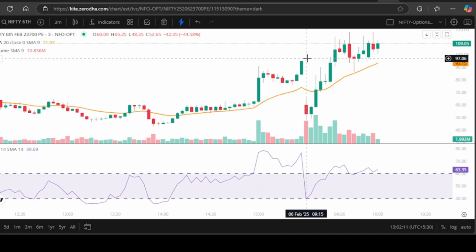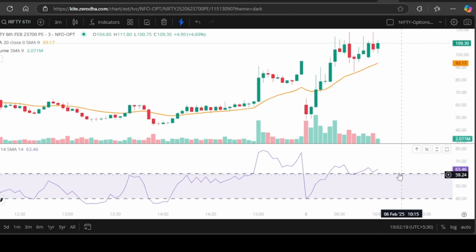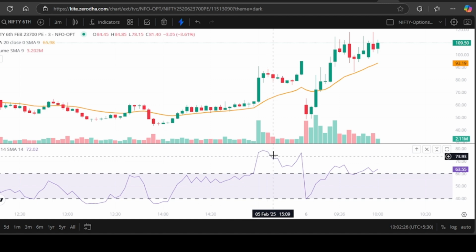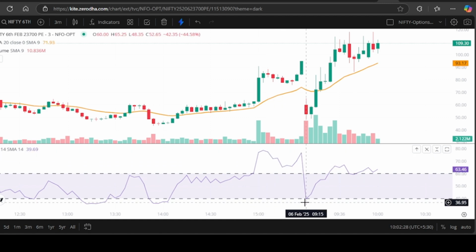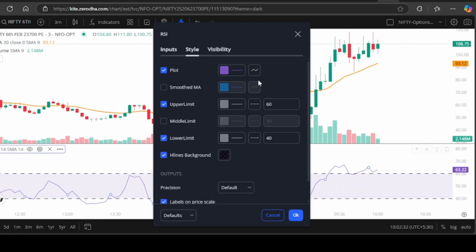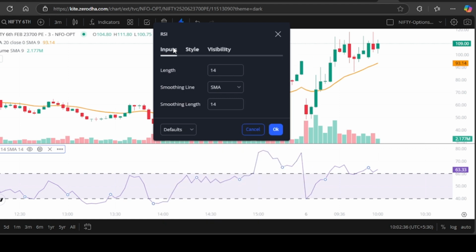So now the beauty of this strategy, let me go a little back and tell you: the upper limit is 60, this line, the lower limit is 40, this line, and this is the RSI movement, right? And it is at the normal setting. I'll just show you the setting again. Upper limit is 60, lower limit is 40, the length is 14.